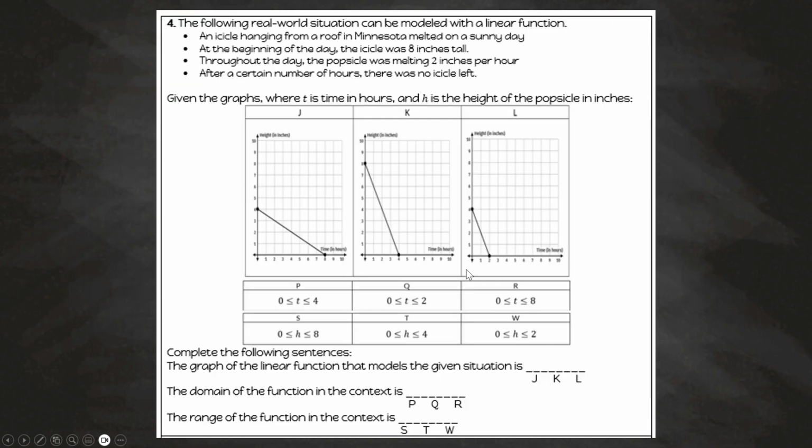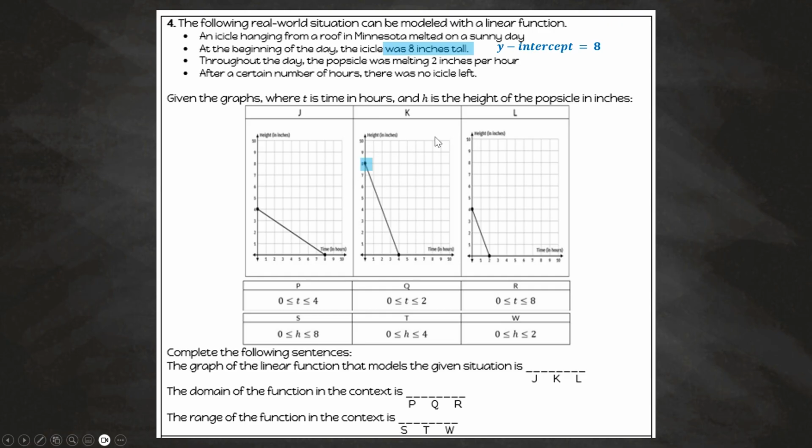Question number 4: the following real-world situation can be modeled with a linear function. Here we have an icicle hanging from a roof in Minnesota. It's pretty cold up there, and it's melting on a warm, sunny winter day. At the beginning of the day, the icicle was 8 inches tall. That 8 inches is telling us our initial value, or our y-intercept, which is 8.